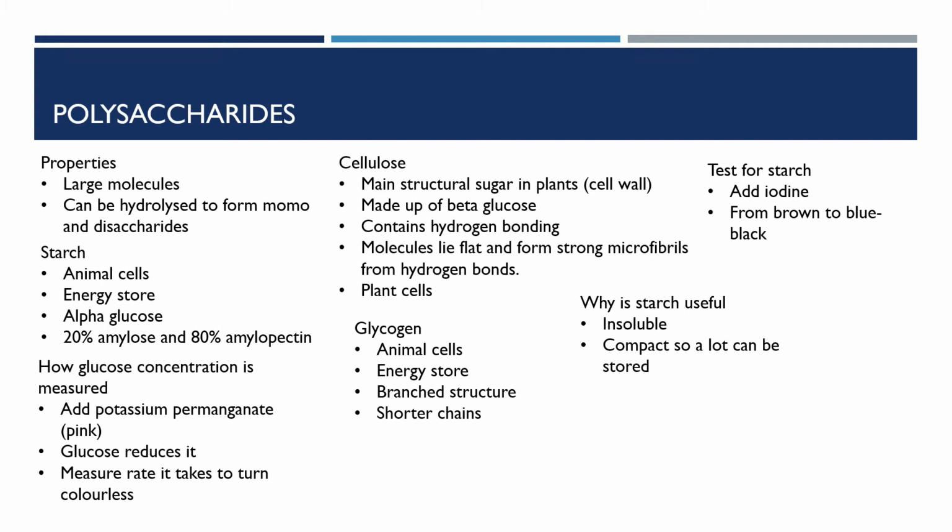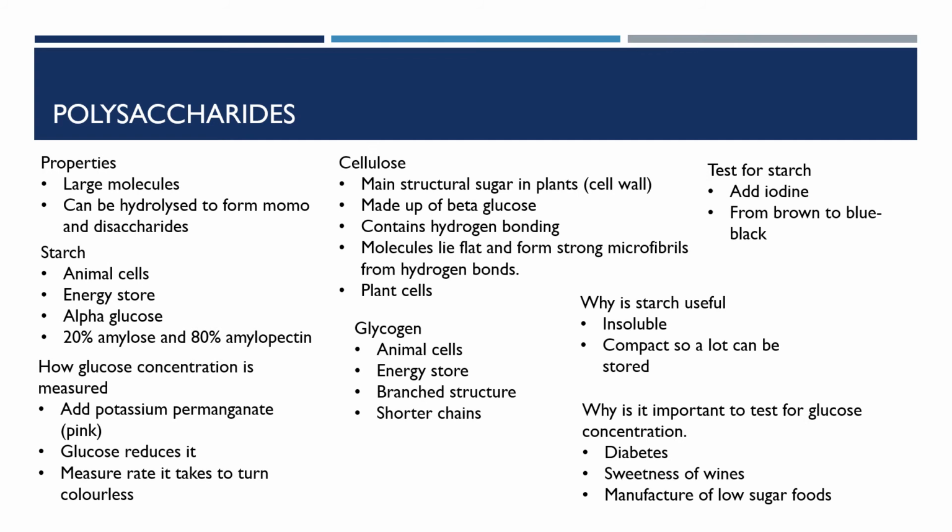How is glucose concentration measured? Well, you add potassium permanganate, which is a pink solution, and glucose ends up reducing it. Then you plot a calibration curve with different concentrations of glucose and measure the time taken for it to turn colorless, showing the rate of reaction. So if you had an unknown solution, you could base it off the standards and find out where it is on the graph.